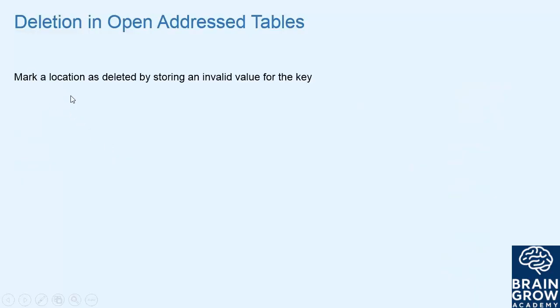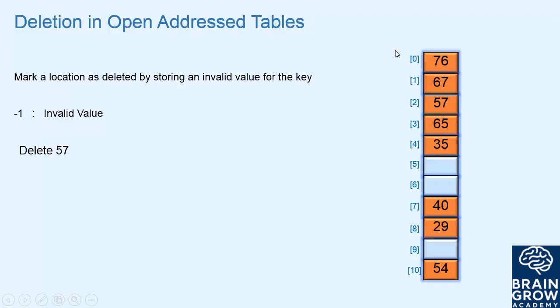If we don't want to take a separate status flag, we can mark a location as deleted by storing an invalid value for the key. For example, suppose -1 is an invalid value for the keys that we have taken. We can't have a key with value -1. So now when we have to delete the record with key 57 from this hash table, we can just change the key of this record to -1.